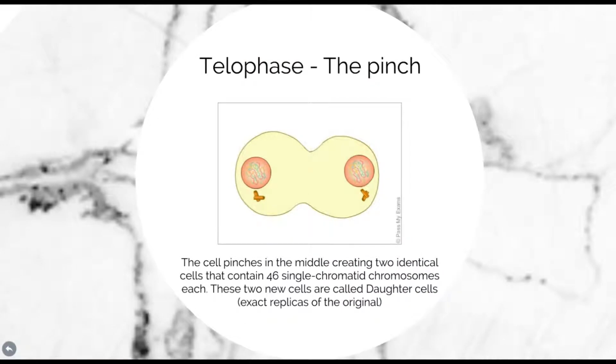The last phase is telophase, and this is the pinch. The cell pinches in the middle, creating 2 identical cells that contain 46 single chromatid chromosomes each. These 2 new cells are called the daughter cells, and they're exact replicas of the original.